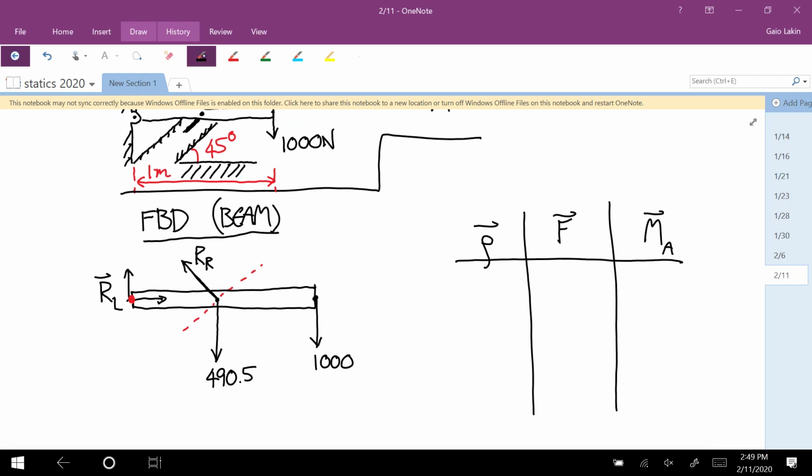Okay, so the first load I'm going to deal with is RL. The row vector is 0, and I'll leave off the z component. And the force is RL, RR.